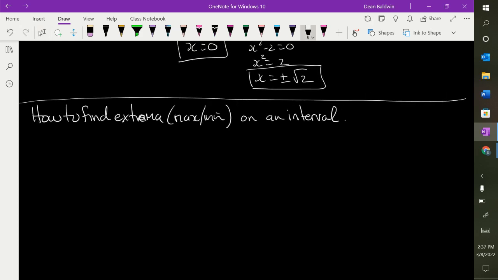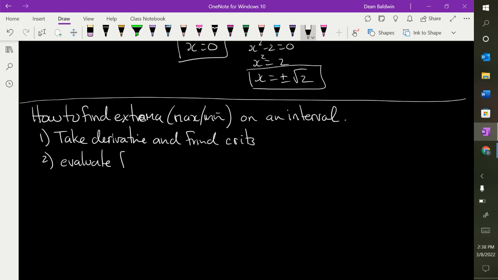Okay. So first step is always take the derivative, and find critical numbers. Find your crits. Then evaluate f of x at the crits, and I'm going to put this in pink, and the endpoints. And you'll see why we do that in a sec.